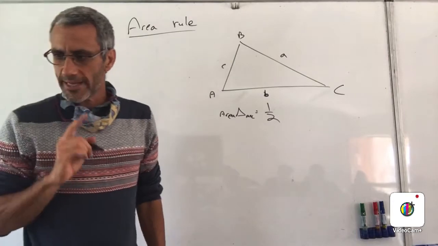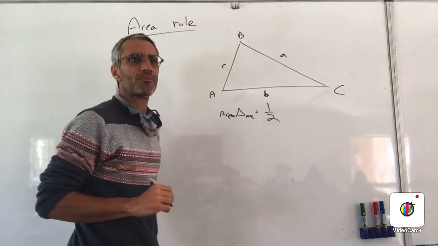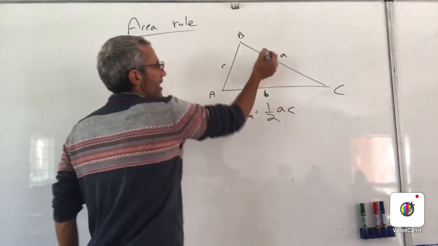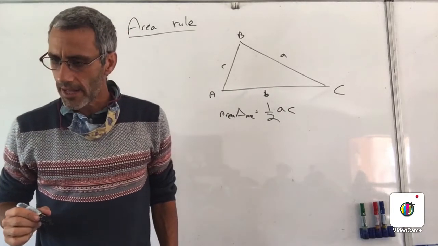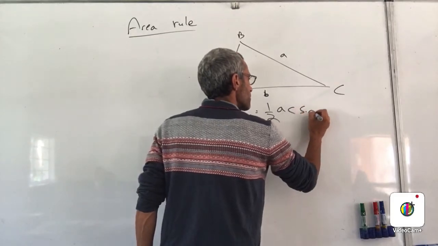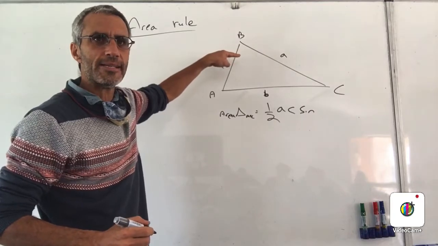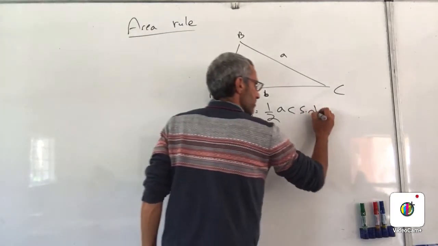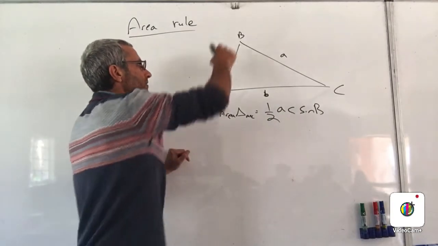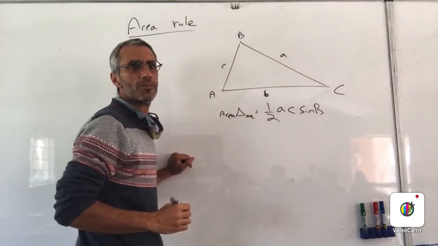And then what you do, you basically take two sides. Pick up two sides, A and C. So if I multiply half times A times C, what the area rule tells me is I need to times this by sine of the angle between A and C. So B, or big B. Correct, big B. Okay? So the area of the triangle will be half times side, times side, times sine of the angle in between them. Can you see that?